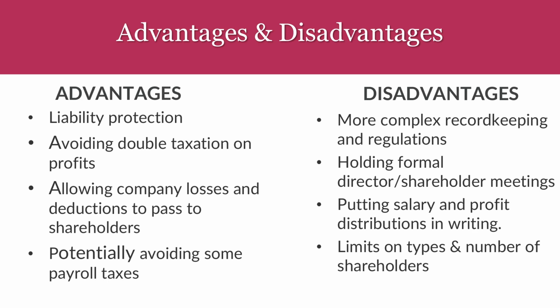What are the advantages and disadvantages of an S corp? There are some key advantages of an S corp. These include liability protection, avoiding double taxation on profits, allowing company losses and deductions to pass to shareholders, and potentially avoiding some payroll taxes. However, there are also some disadvantages. S corporations come with more complex record-keeping and regulations, including holding formal director and/or shareholder meetings and putting salary and profit distributions in writing. There are also limits on the types of shareholders and number of shareholders.